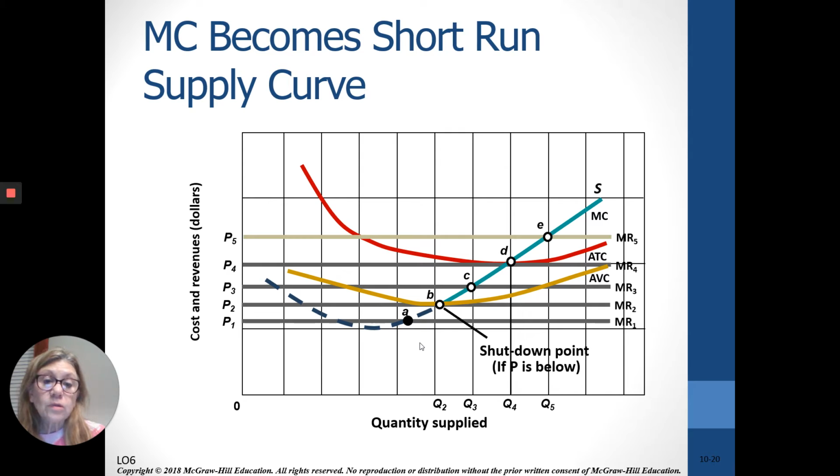It is this blue line above average variable cost, because we know we're going to shut down if we can't cover the average variable cost. And of course, that doesn't mean forever. It could be just for a period of time, like tropical snow closes in the winter.